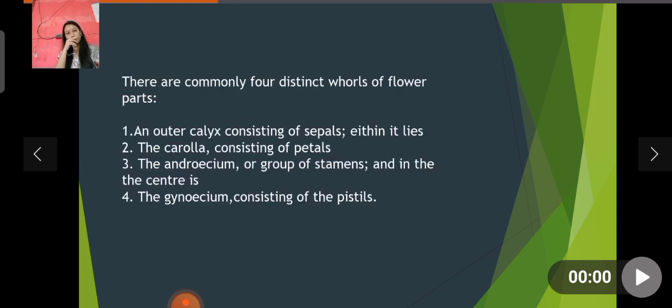There are commonly four distinct whorls of flower parts: an outer calyx consisting of sepals. Within it lies the corolla consisting of petals. Next is the androecium or group of stamens, and in the center is the gynoecium consisting of the pistils.